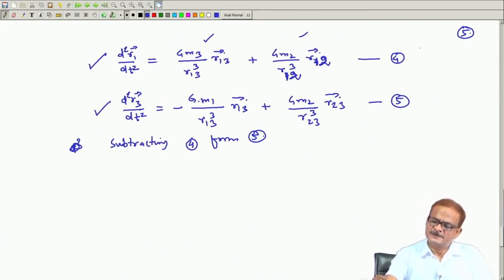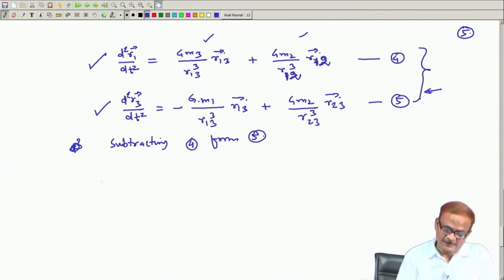And in no way is this defying Newton's law, and therefore it is 100% correct. The only thing we now need to do is subtract 4 from 5, and once we subtract, we get this equation.